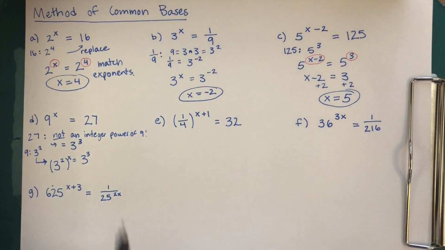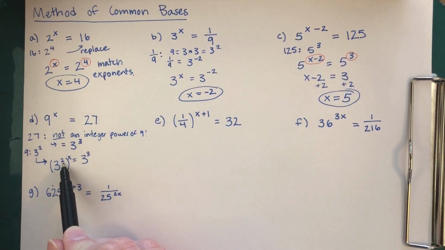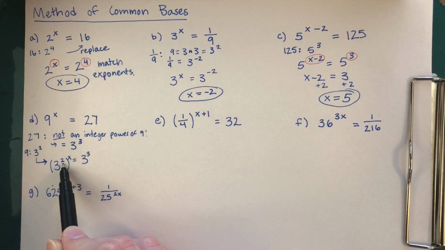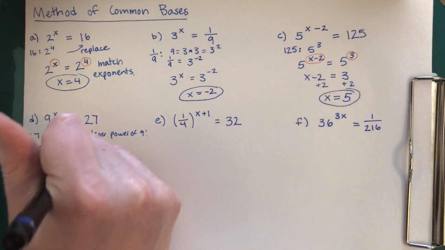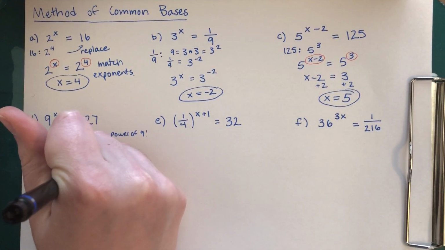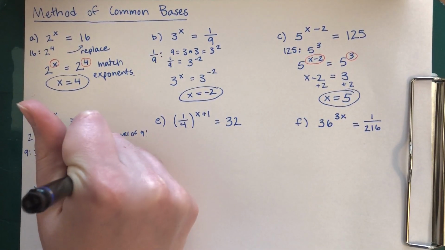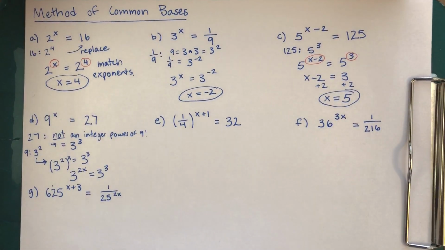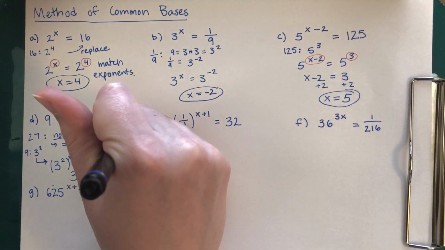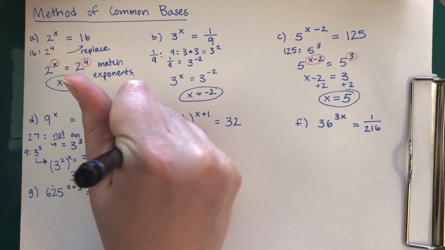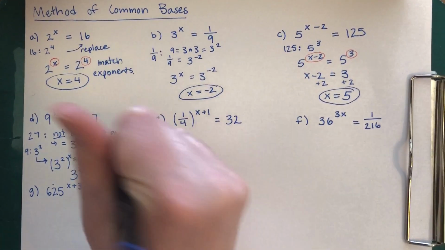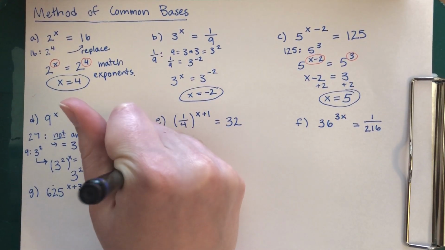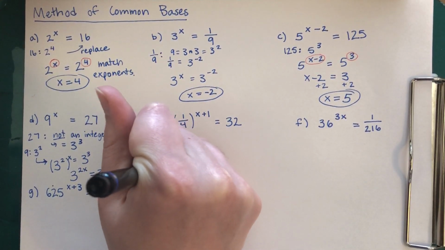Okay, well, I know there's a rule that tells me that I'm supposed to multiply the two exponents on the inside and the outside of the parentheses. So this is going to be 3 to the 2 times x, or just 2x, equals 3 to the 3. Now I can match my exponents and get 2x equals 3. To solve for x, I'll divide both sides by 2, and I find x equals 3/2.